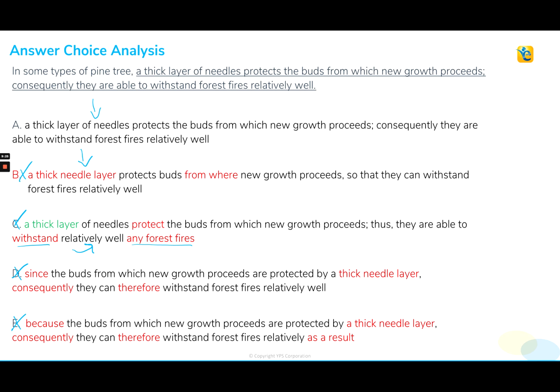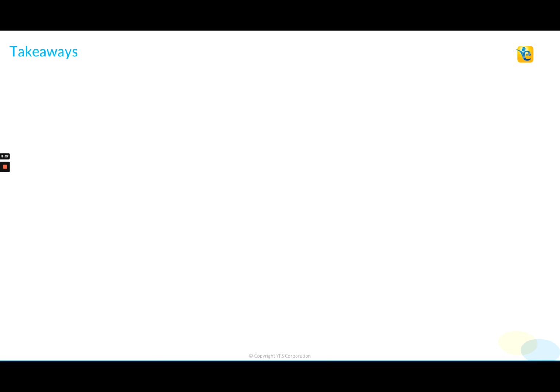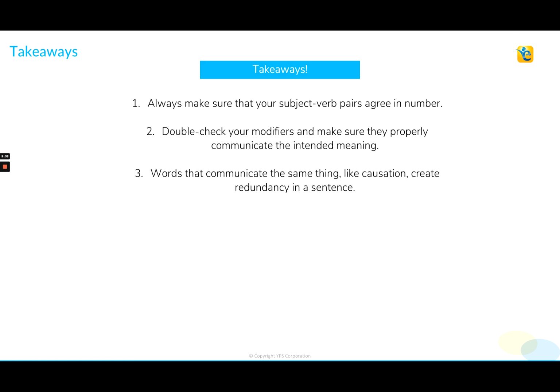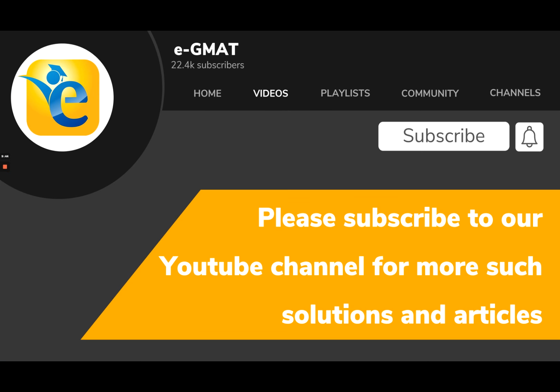Our meaning analysis worked for us from the beginning. So our key takeaways here: always make sure that your subject-verb pairs agree in number. Double check your modifiers and make sure they properly communicate the intended meaning. Words that communicate the same thing like causation can create redundancy in a sentence. You only need to say it once.